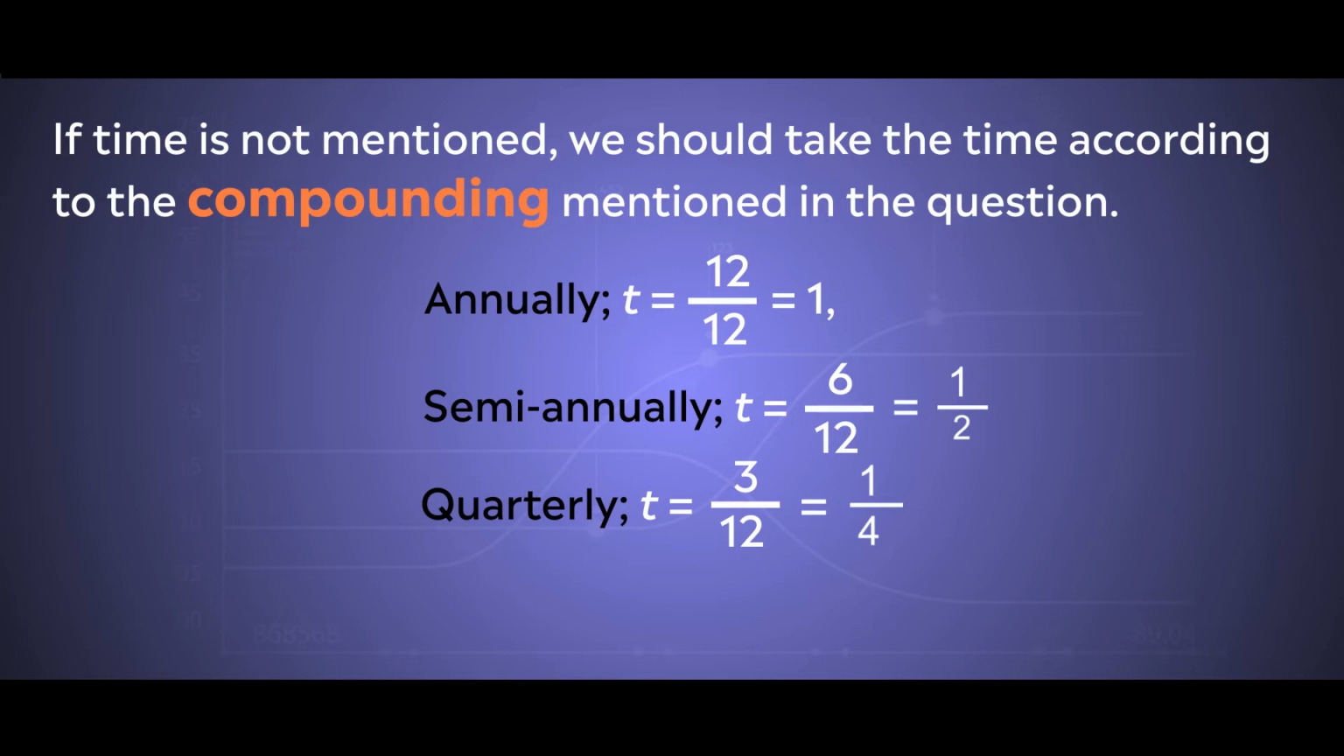Then if it is monthly, it will be 1 month out of 12 months in a year. Therefore, the time period for monthly will be 1/12.